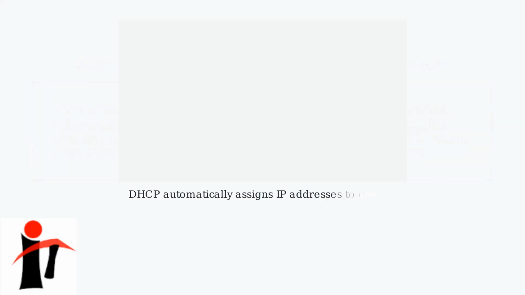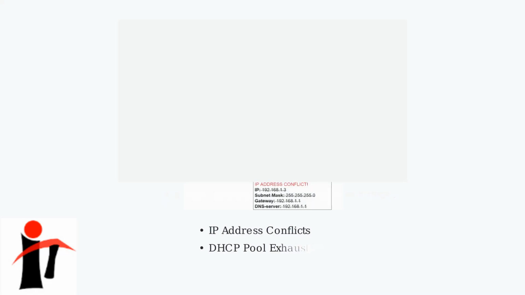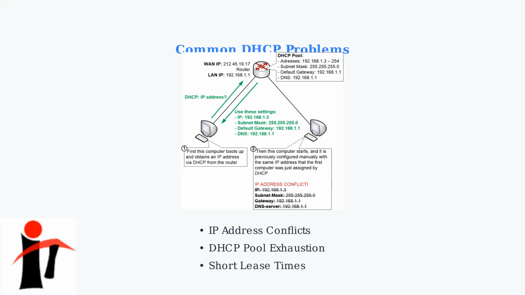In a DHCP setup, your router maintains a pool of available IP addresses and automatically assigns them to devices like your YouView box when they connect to the network. DHCP can fail due to several issues. IP address conflicts occur when two devices try to use the same address, pool exhaustion happens when all available addresses are used, and short lease times can cause frequent disconnections.